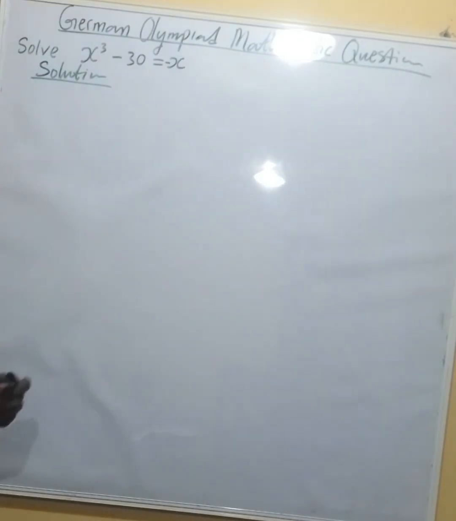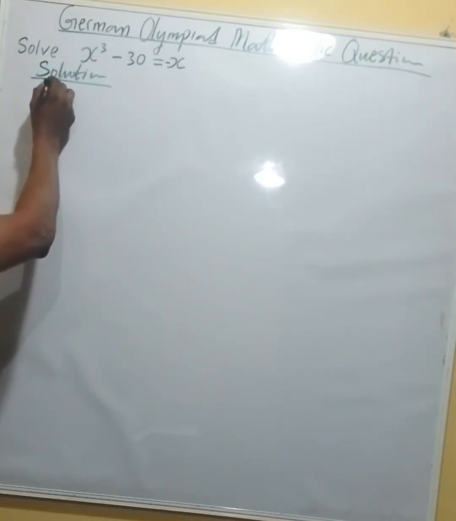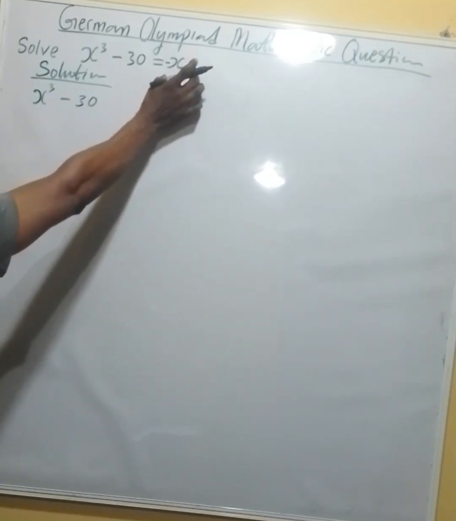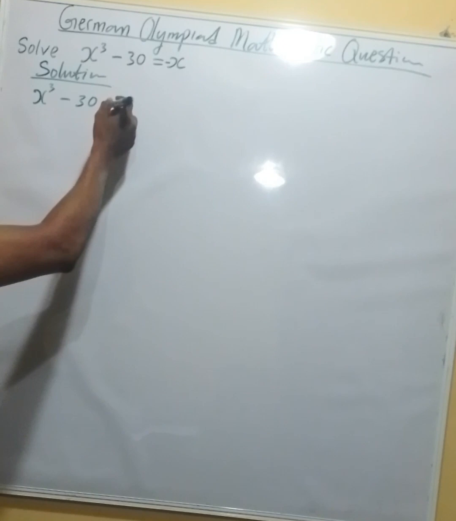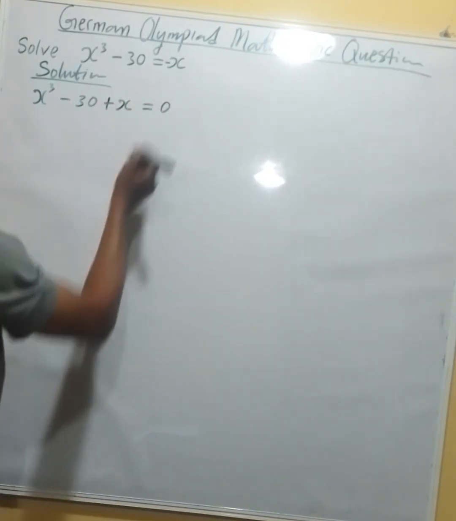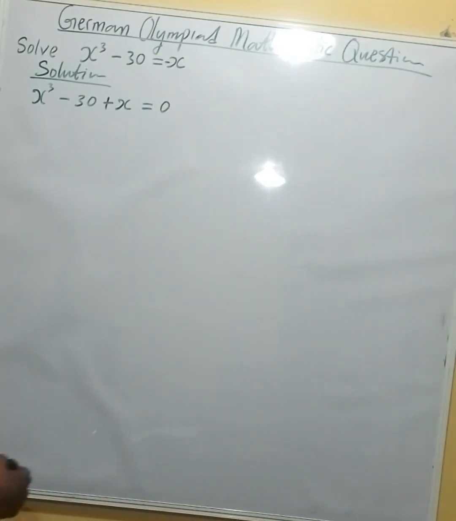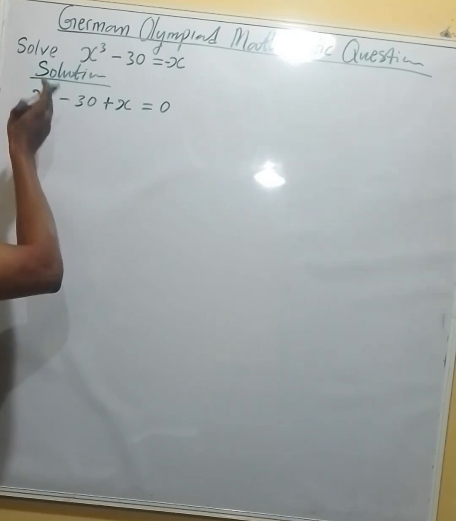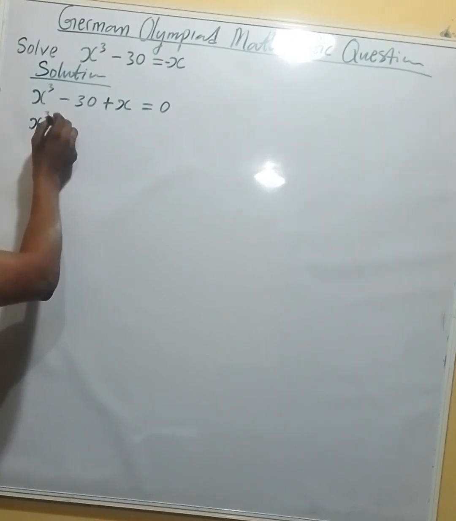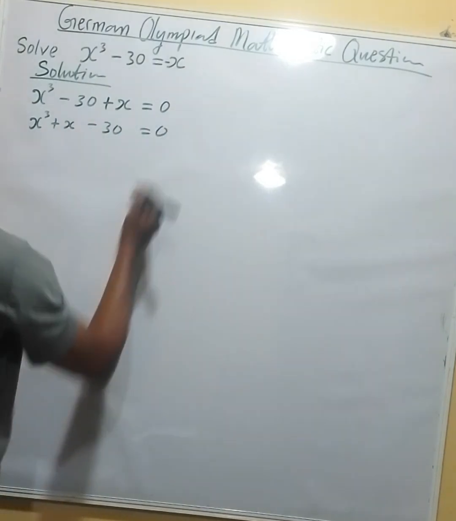The first thing you are going to do here is rearrange it. So we have x raised to power 3 minus 30, and this minus x, you bring it in. It now gives us plus x equals 0. That's the first thing you are going to do. So we now have x cubed plus x minus 30 equals 0.